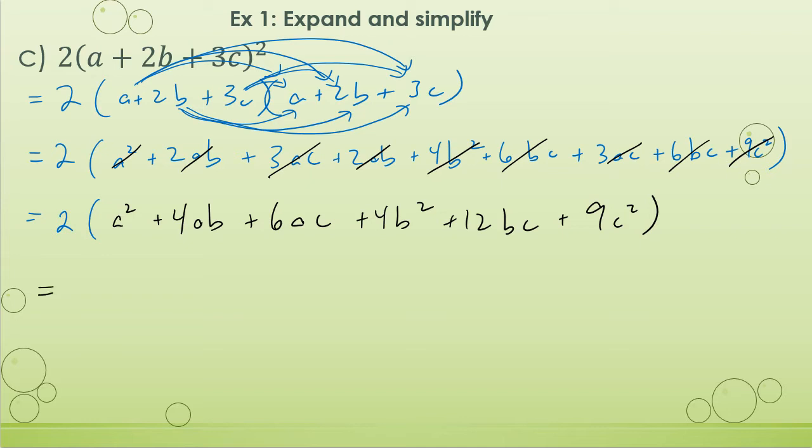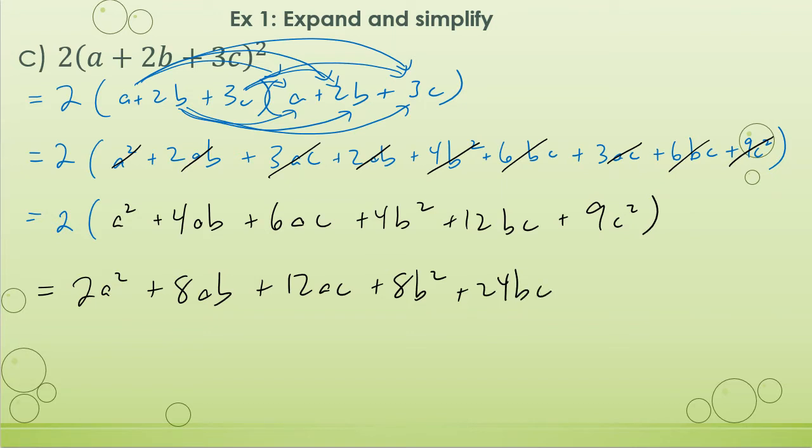Now let's distribute that 2 in. 2 times a squared, 2a squared. 2 times 4ab, 8ab. 2 times 6ac, 12ac. 2 times 4b squared, 8b squared. 2 times 12bc, 24bc. 2 times 9c squared, 18c squared.